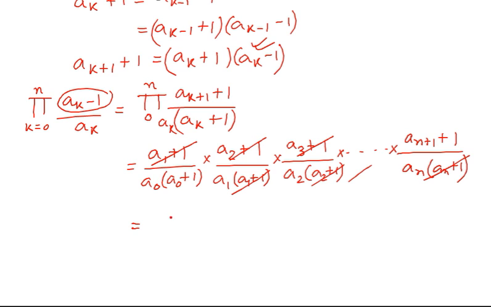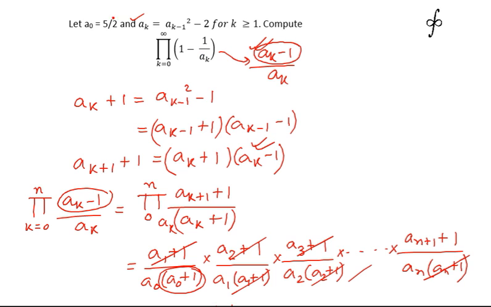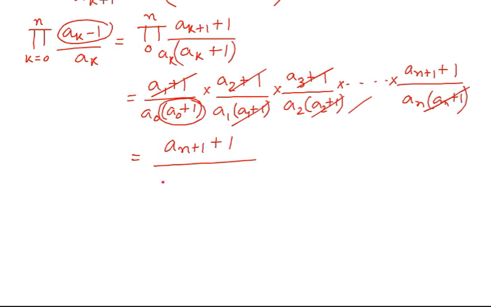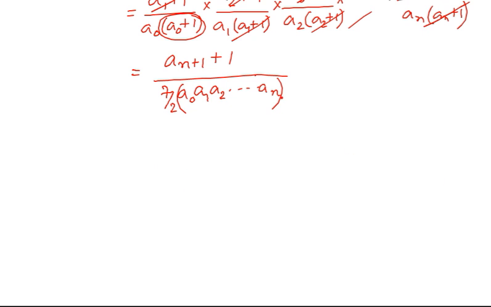So this is ultimately coming out to be a_{n+1} divided by, now a_0 plus 1 is already known to us, because that a_0 value is given to be 5 by 2. So we can substitute that value out there. a_0 plus 1 will come out to be 5 by 2 plus 1, so that is 7 by 2, into a_0, a_1, a_2, continuous product up to a_n. Right? So this is what we are getting for the timing. Now we need to crack this particular product, that is a_0, a_1, a_2 up to a_n.